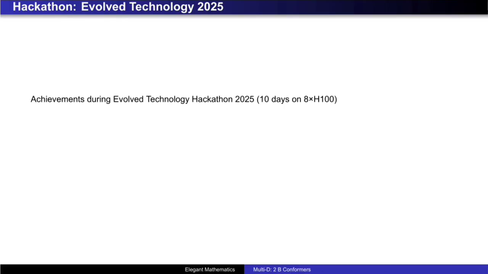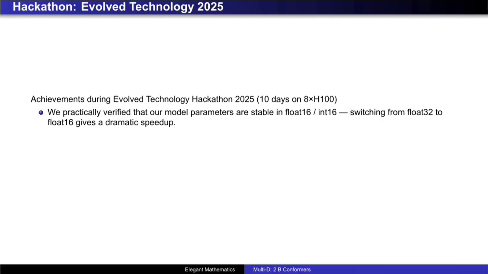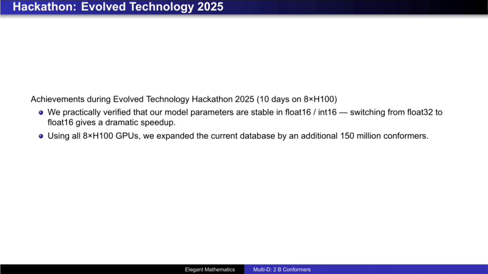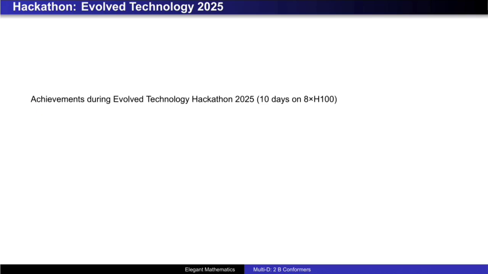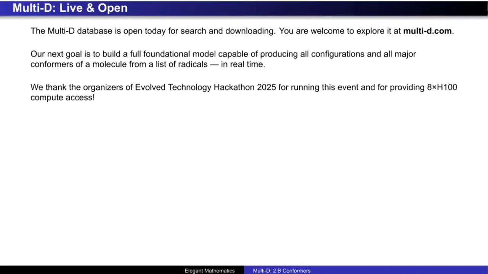Achievements during Evolved Technology Hackathon 2025. We practically verified that our model parameters are stable and have precision. Switching from single to half precision gives a dramatic speed up. Using all 8 NVIDIA H100 GPUs, we expanded the current database by an additional 150 million conformers. The MultiD database is open today for search and downloading. You're welcome to explore it at multid.com.